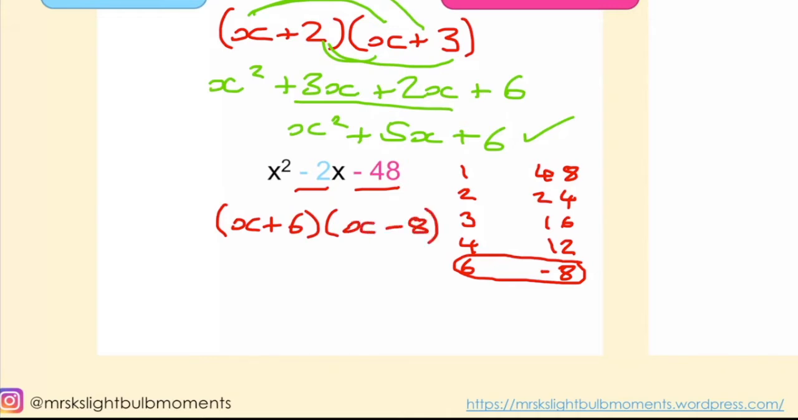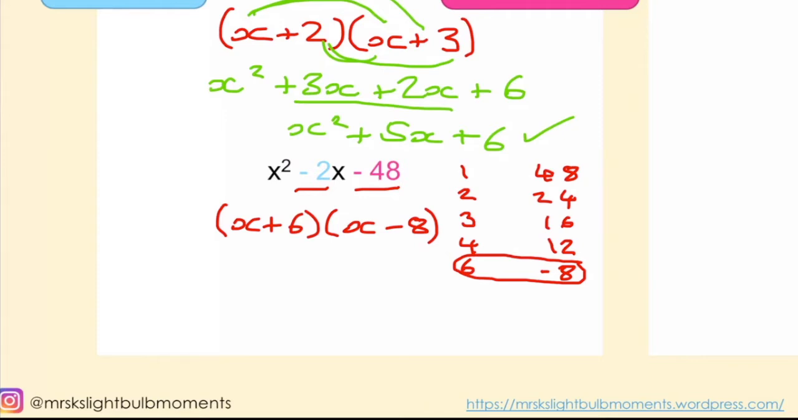It doesn't matter which way round your brackets are. You could have written x minus 8 first and then x plus 6, but the negative symbol must be on the 8 and the 8 only. If they were both negative, it would also give us a positive product at the end there. That would be a positive 48. So because the product is negative, you know one of them is going to be negative.